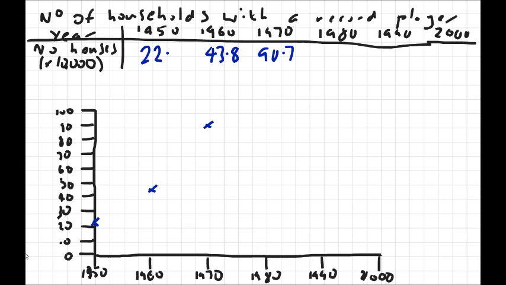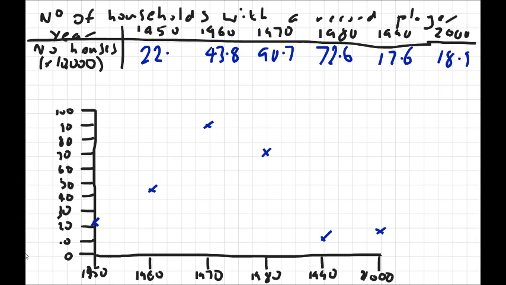In 1980, we had 72.6 in 1970, but let's just change those around, it doesn't really matter, it's only an example that we're doing here. In 1990 we had 12.6, so let's plot that one on there. And in 2000 we had 18.9, so let's just plot this one on here.